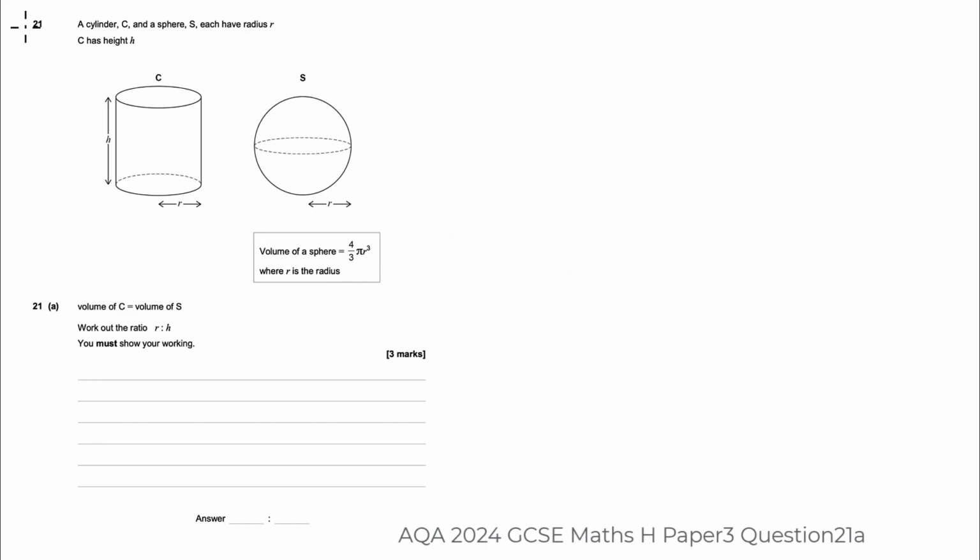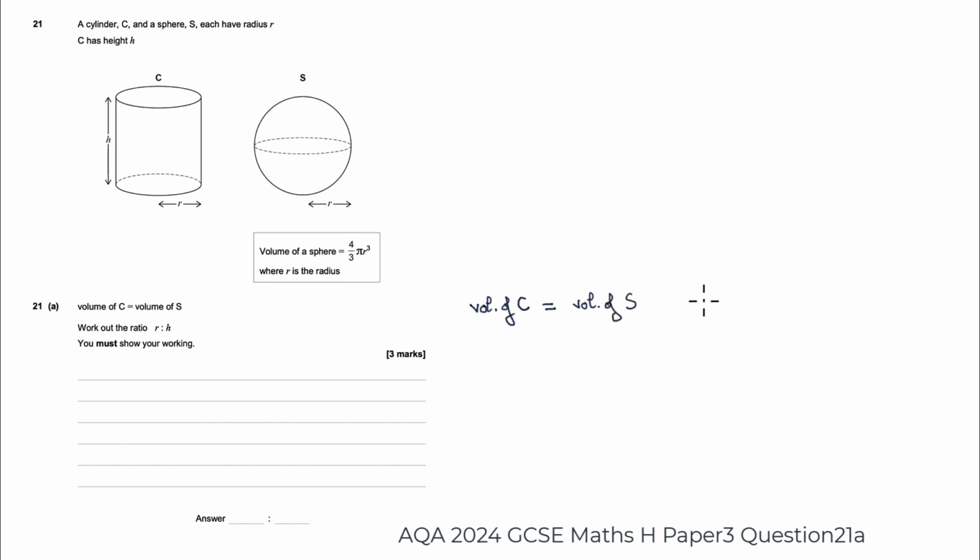Well, here we have question 21, and they've given us a cylinder and a sphere. They've been kind enough to give us the volume of a sphere formula. We're supposed to know the volume of the cylinder formula. And they're telling us the volume of the cylinder and the volume of the sphere are equal. We have to work out the ratio of r to h, radius of the base to its height. So let's write the first bit of information down. The volume of the cylinder equals the volume of the sphere.